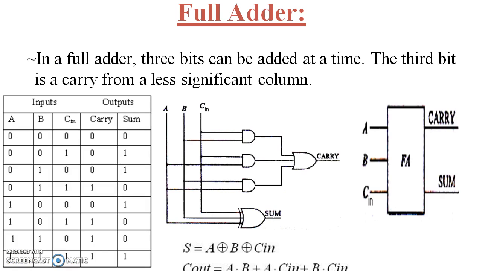Before going to the full adder, I must say that there are some limitations of the half adder. A half adder can add the input bits A0 and B0 to produce S0 and C0. However, the addition of the next bits requires the addition of A1, B1 and C0, that means the previous carry. The addition of the 3 bits is not possible in the half adder.